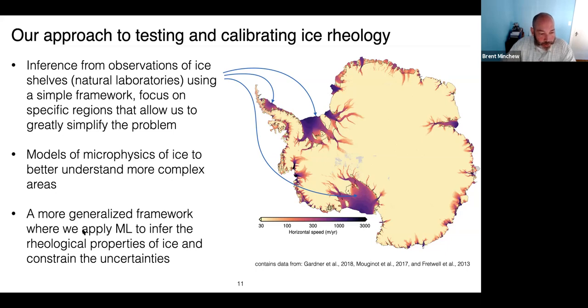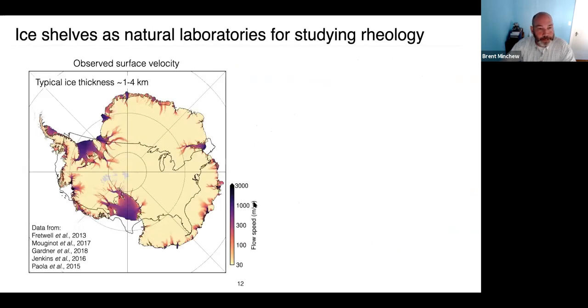And finally, we're going to wrap everything up with a more generalized framework that we're just starting to develop, where we apply machine learning, specifically physics-informed neural networks with variational inference techniques and so forth to constrain the uncertainties. And we're going to do this to infer the rheological properties of the ice and constrain the uncertainties in these parameters. So ice shelves as natural laboratories for studying the rheology of the ice.